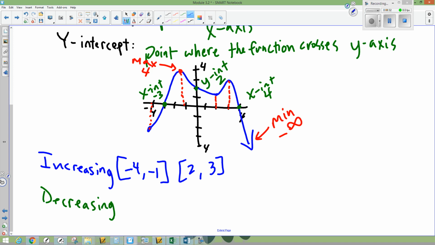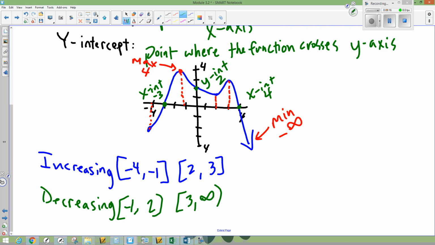So intervals of decreasing are from -1 to +2. Because I'm going down from this value, -1, right here, to 2 right here. I'm decreasing over that interval of time. And my last decreasing interval is from 3 to +infinity. Because from 3 to infinity this way, forever going forward, the function is going down.